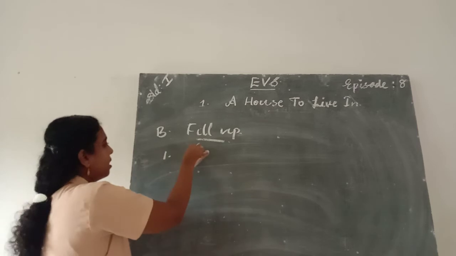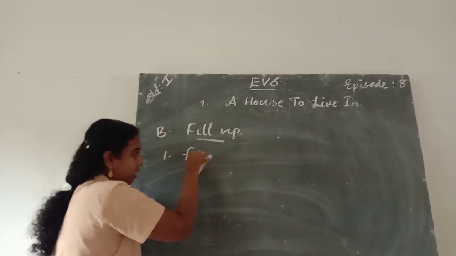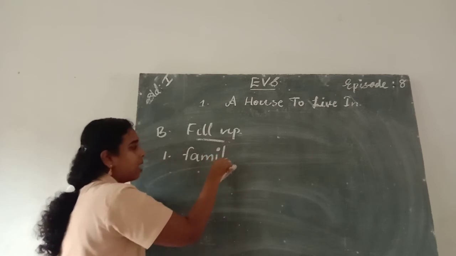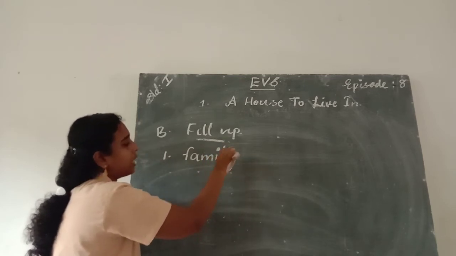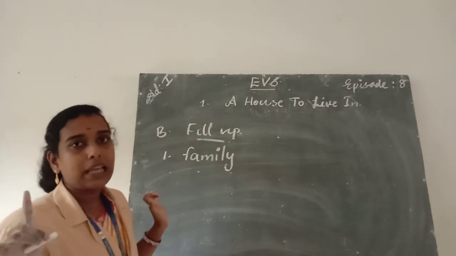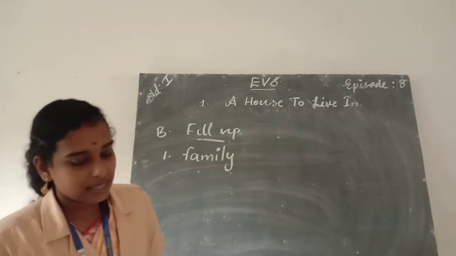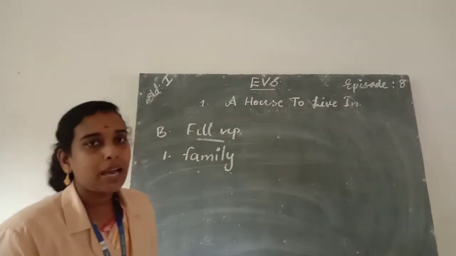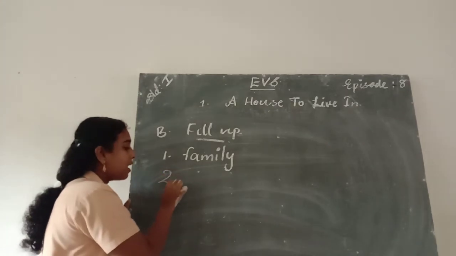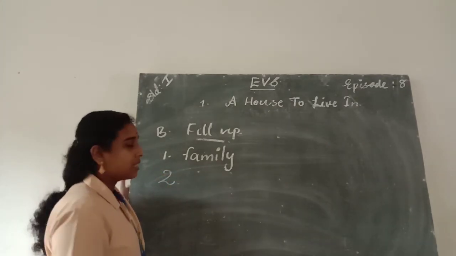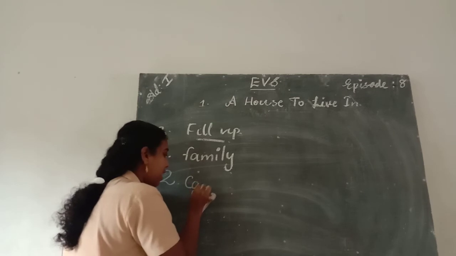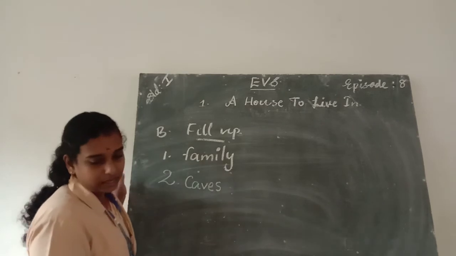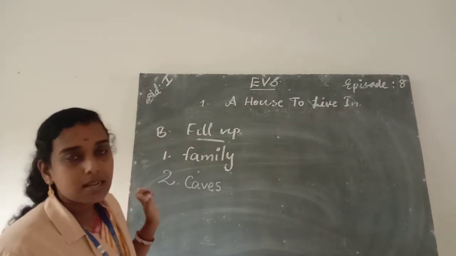So first answer, family. F-A-M-I-L-Y. Family. Okay. We live with our family in our house. Second question. Early man lived in caves. What is the spelling of caves? C-A-V-E-S. Caves. And third question. A house has dash rooms.